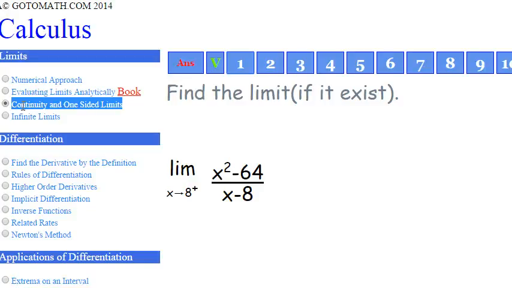In this section, we are focusing on continuity and one-sided limits here at gotomath.com. And we're looking at this particular one-sided limit, but we're also going to talk about continuity. And I promise it's not that difficult. So let's go over to the whiteboard here.